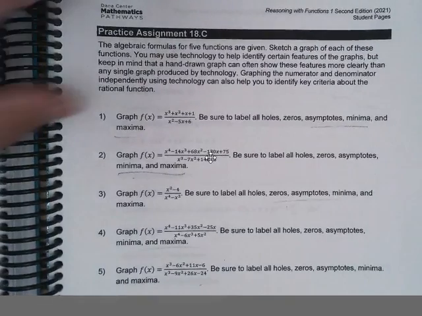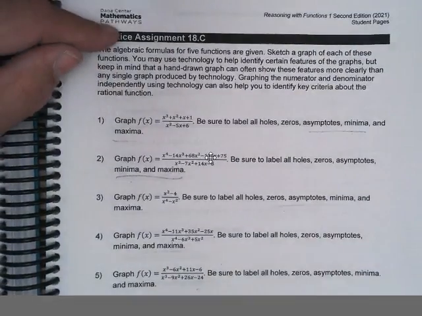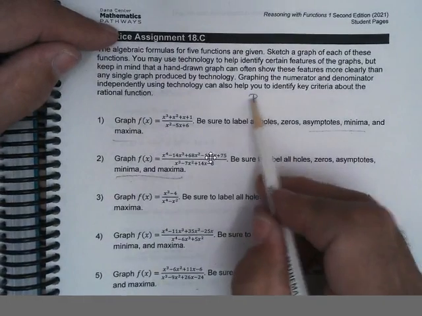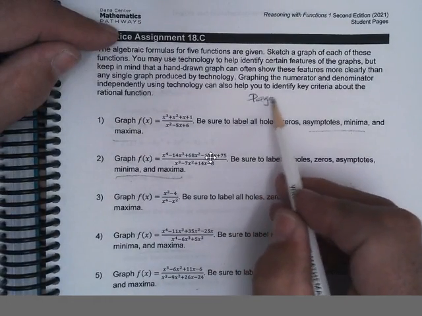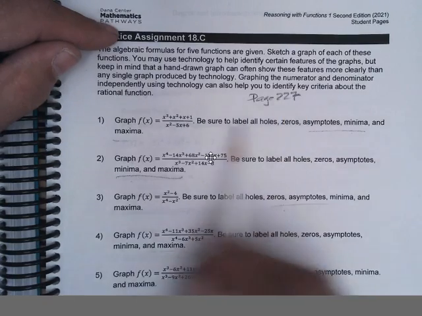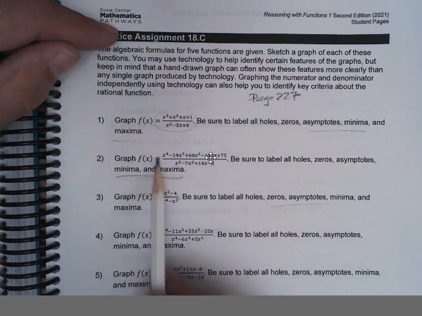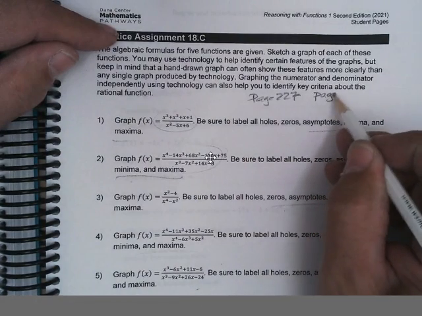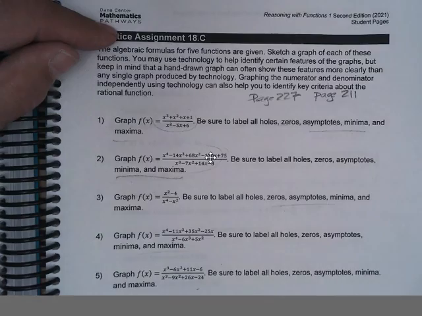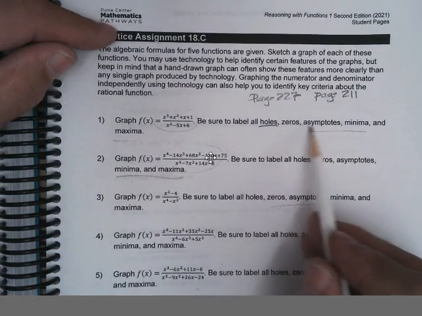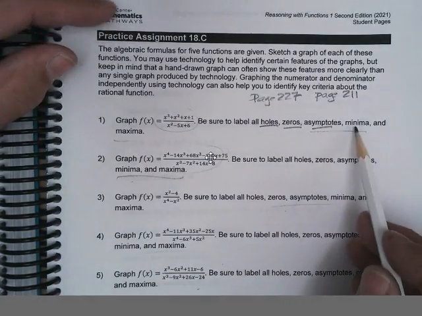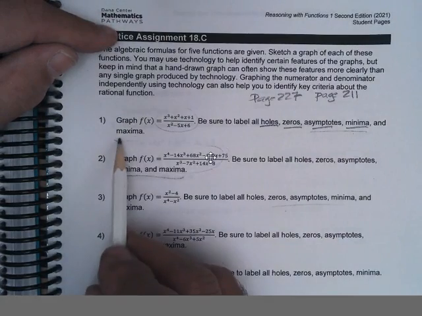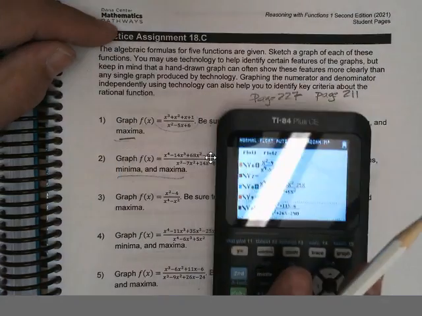Okay, we're now looking at page 227. On this page, they give you the same functions that were on page 211. And we did holes, zeros, asymptotes. We just didn't do minimums and maximums. So I'm going to do that now.